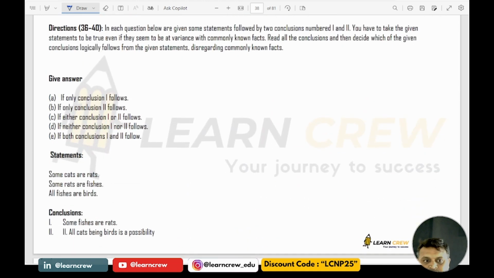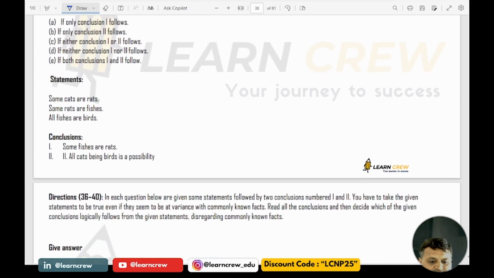Next, please see. Some cats are rats. Some rats are fishes. All fishes are birds. Now, some fishes are rats is true. All cats being birds is a possibility because this can have a relation. So both 1 and 2, option E.